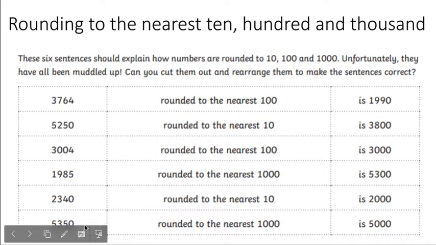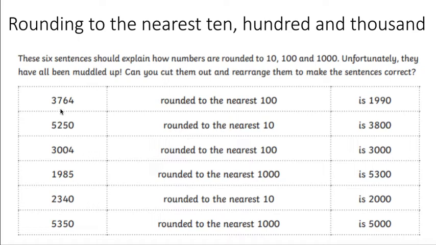So here's the start numbers. This is what's happened to them, and here are the answers. So if we start with 3,764, if I round 3,764 to the nearest 10, I'll be rounding it down because that's a 4. So the answer would be 3,760. I can scan this here and I can see that 3,760 isn't there. So this number has not been rounded to the nearest 10.